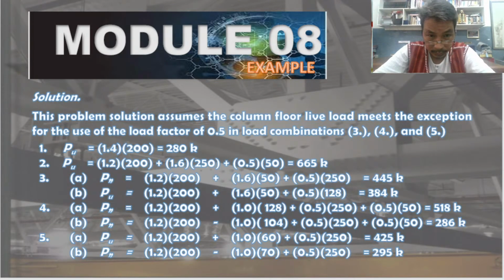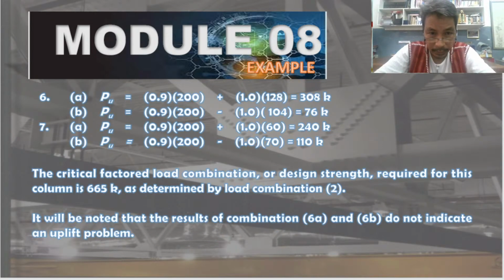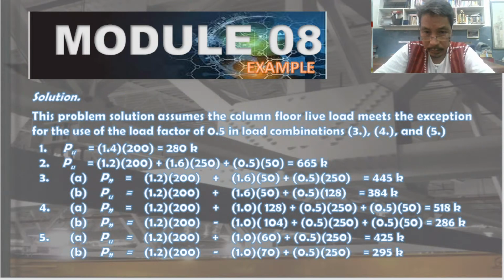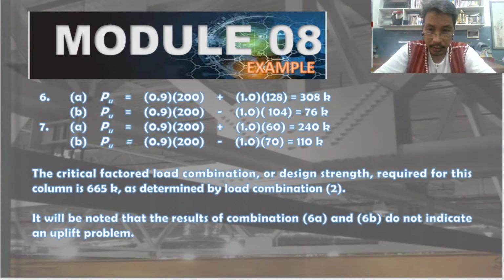So there are 7 equations, but look how many computations we actually made. There are 8, and then 12. So there are 12 computations of load combination. Let us compare which result is the highest. Which result is the highest? 665, equation number 2. Equation number 2 is the highest. So therefore our answer is equation number 2, 665. It will be noted that the results of combination 6A and 6B do not indicate an uplift problem.